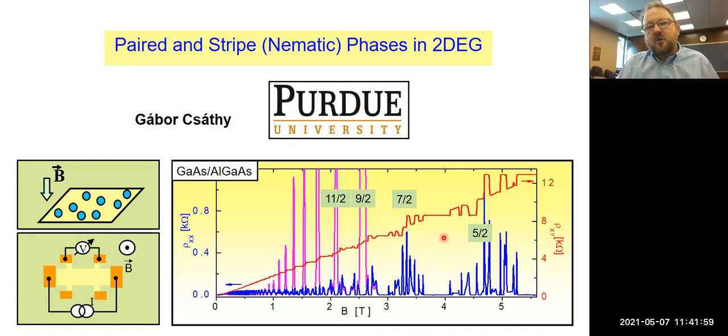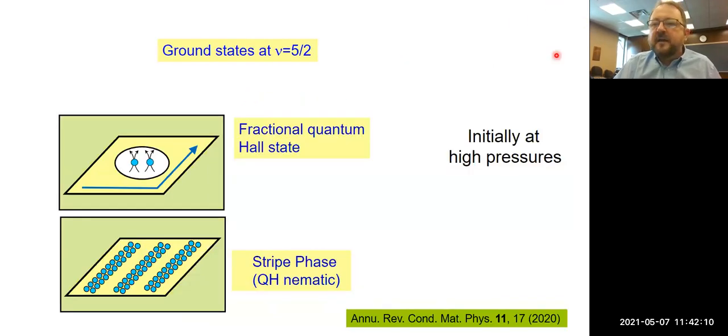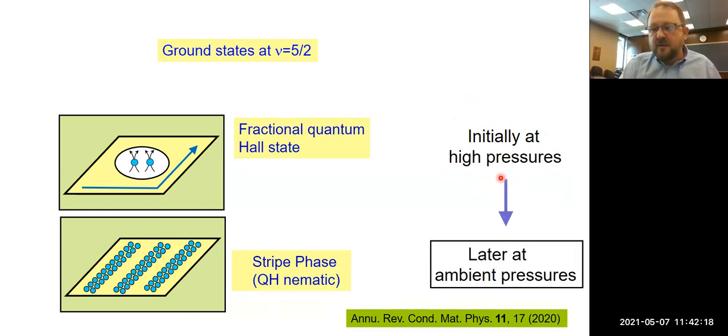But what I'm going to show you is that under certain conditions, there is a competing ground state, the stripe phase. I guess the first thing I'm going to tell you is that we discovered this initially by putting high hydrostatic pressures on the sample. But later on, we've shown that the stripe phase is also present at ambient pressures. So I'm going to tell you now how we get to the stripe phase, what its special properties are, and why I think this is interesting.